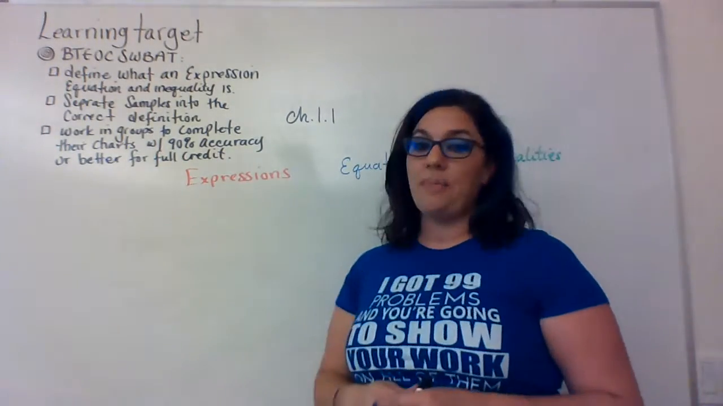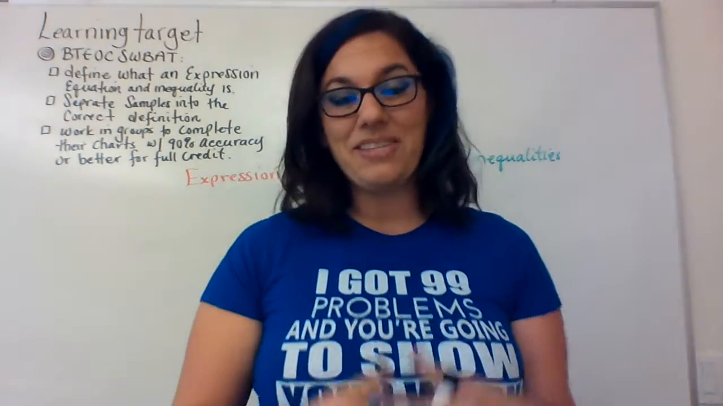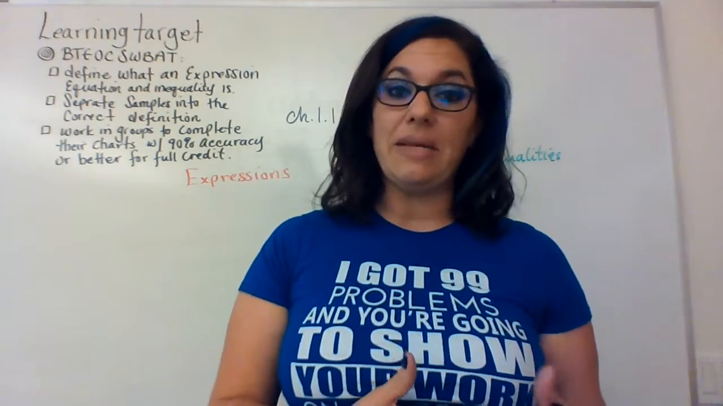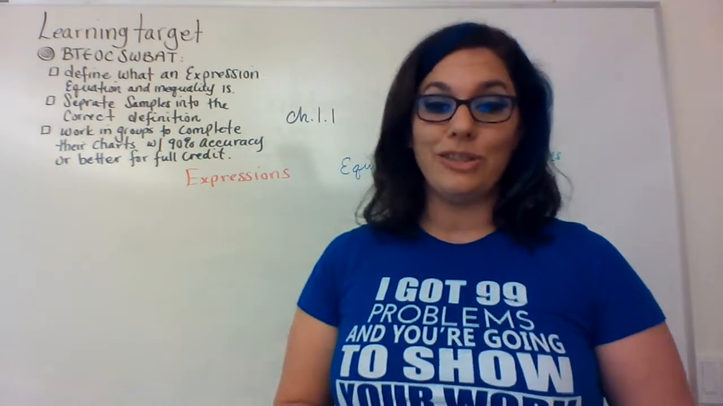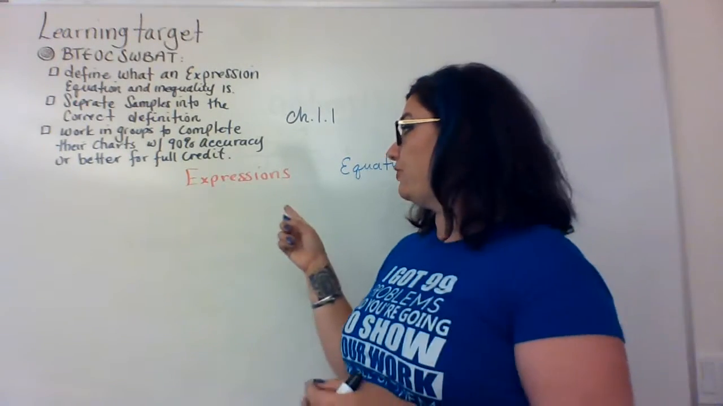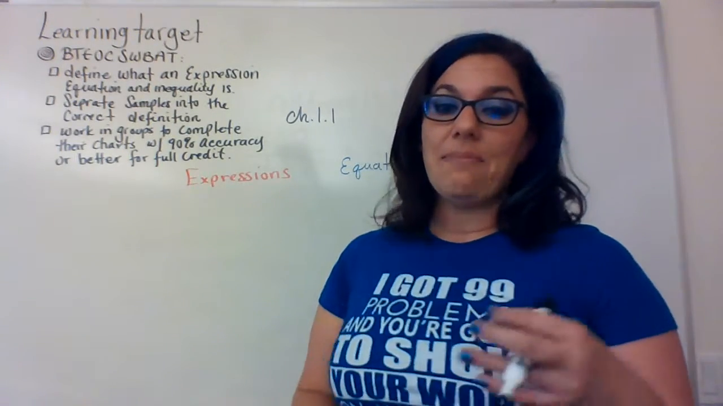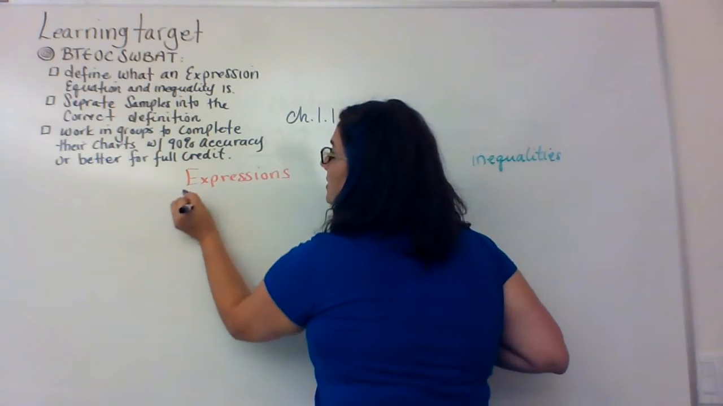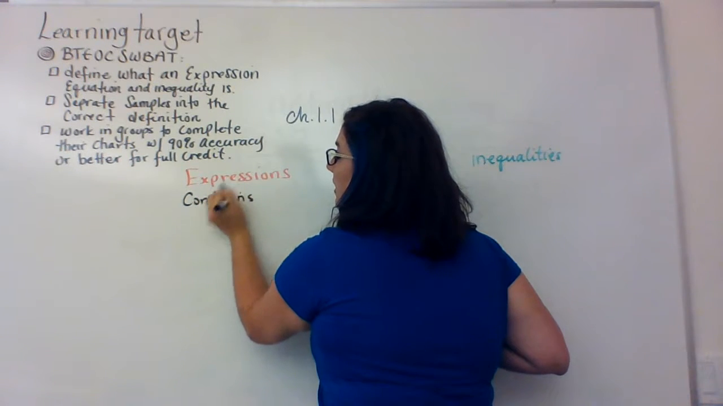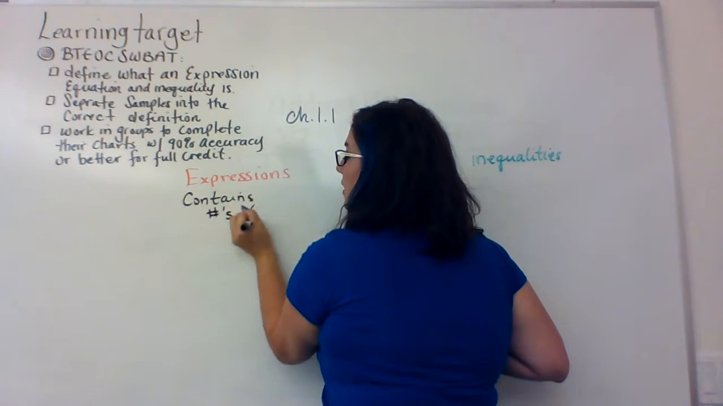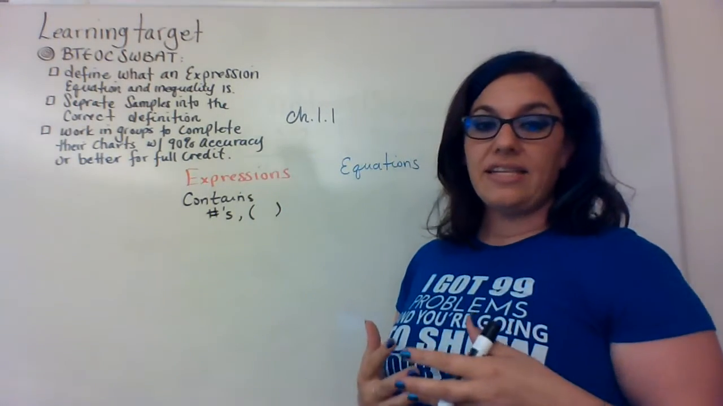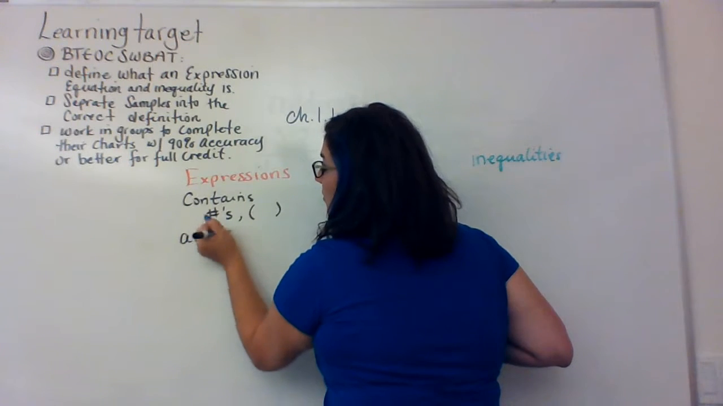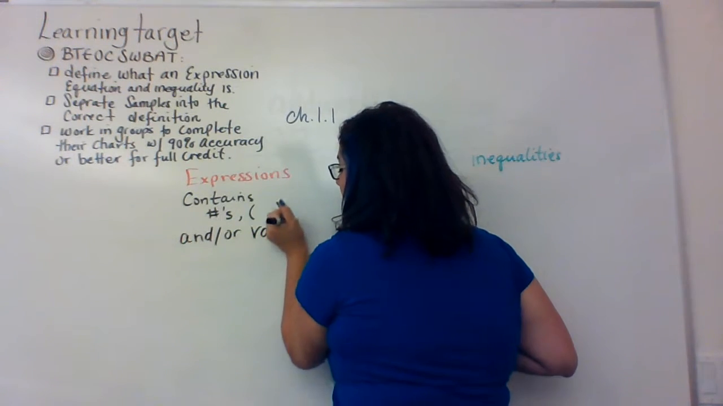First things first, we're going to talk about what an expression is, because vocabulary to me is very important. What you guys are going to learn is that if you say something one way, it actually holds a different meaning mathematically. I know that works in English too, so be careful. First of all, an expression. It is a mathematical phrase that contains numbers. It can contain parentheses, and it can also contain variables. So it can contain numbers and/or variables.